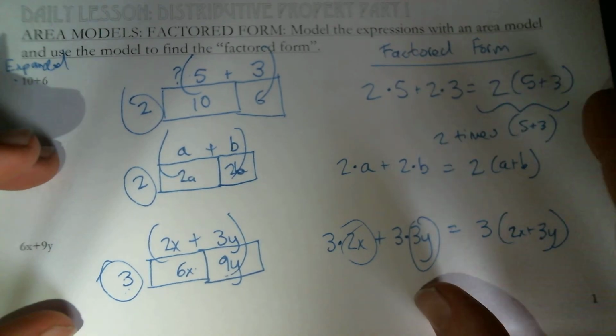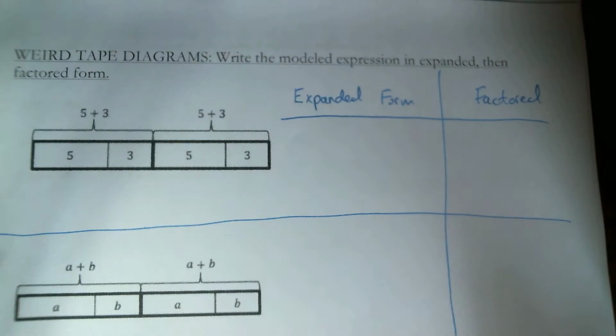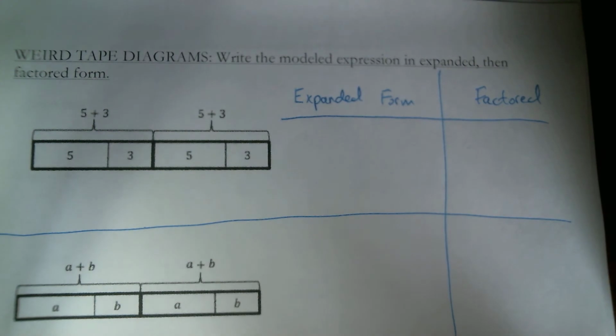All right, let's keep pushing forward here. I know those are some confusing models. Let's see what we can do. So let's take a look at this slightly different version. So first, make a table here. We're going to write what we have in expanded form, and then we're going to show it in factored form. This is the same examples we just went over with the area model.